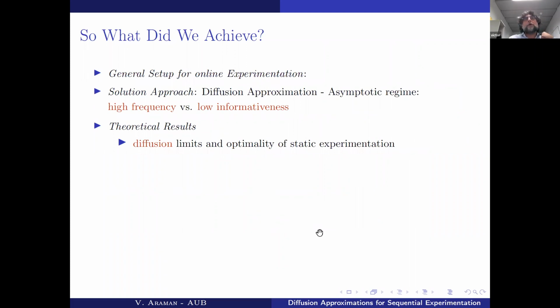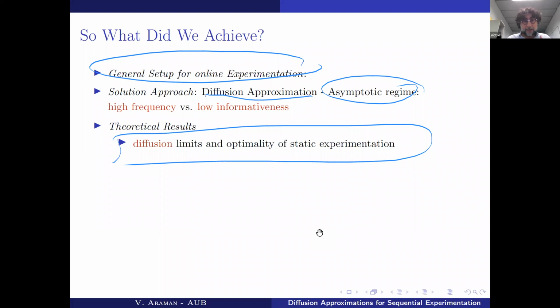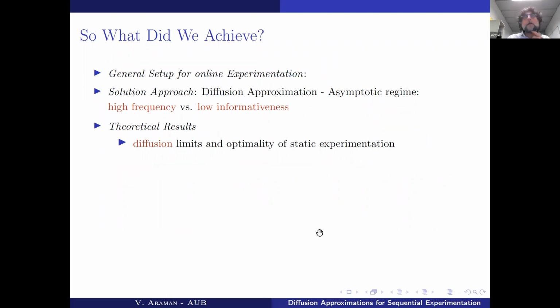So back to our paper. What did we achieve in this talk? We basically have a general setup for online experimentation, with some features that we introduce in a general sequential experimentation problem. The solution approach is based on a diffusion approximation. In particular, the asymptotic regime is a concurrent scaling of frequency, which is the rate at which experiments are occurring, and the informativeness going to 1. The theoretical result is a diffusion limit and an optimality of a static experimentation that we can solve fully, as well as the optimal stopping problem, which we can fully characterize.